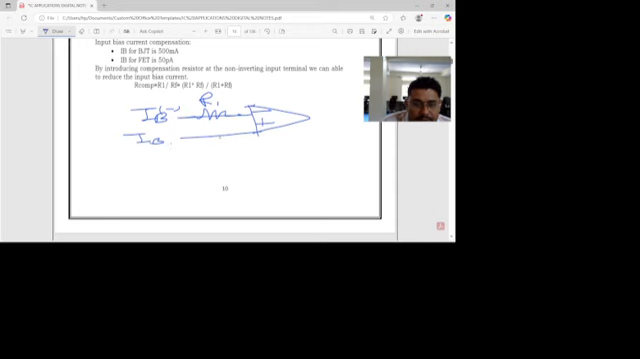Suppose that this is the negative feedback, and this is the feedback resistance RF. Feedback is applied through RF. So what is the input? What is the compensation resistance? This is R compensation.